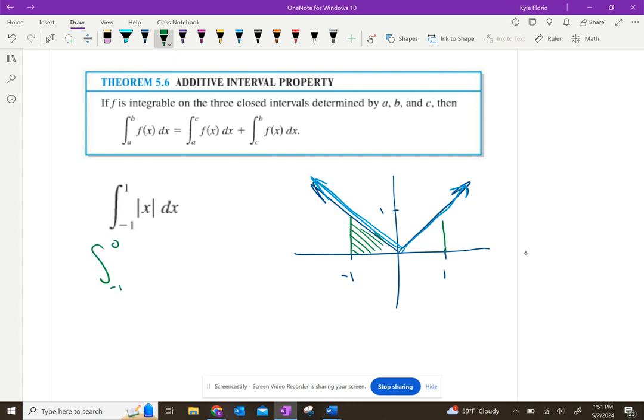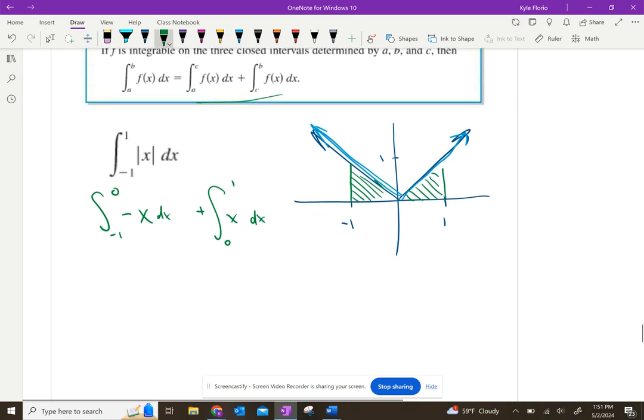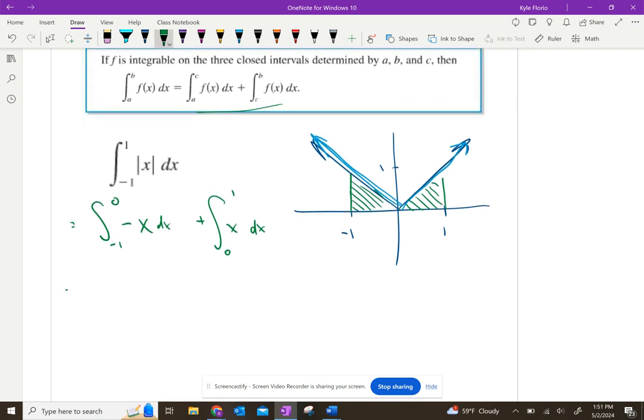And this function right here is negative x. Then I could add, right, that's what I'm using this property for, the integral from 0 to 1 of this function, which is positive x, and then find that area and add it up. So the area of this is a triangle, so it's going to be 1/2 the base, which is 1, times the height, which is 1. So that area is 1/2.